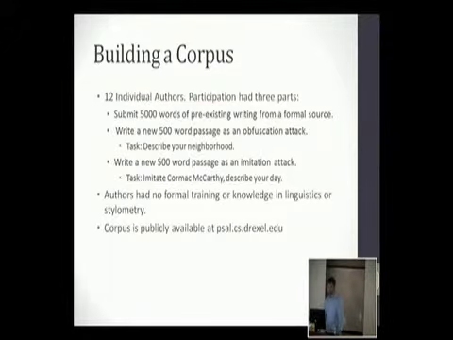So first we had them submit about 5,000 words of their pre-existing writing from a formal source. Then we had them write a 500-word passage as an obfuscation attack, in which we asked them to describe their neighborhood. And then we had them write a new 500-word passage of an imitation attack where they tried to imitate the author Cormac McCarthy. And in that we asked them to describe their day in the third person. And these authors, it's important to keep in mind, had no formal training or knowledge in linguistics or stylometry. We didn't give them any hints as to how to change their writing style. We just said, we're going to try and detect who you are by your writing style.